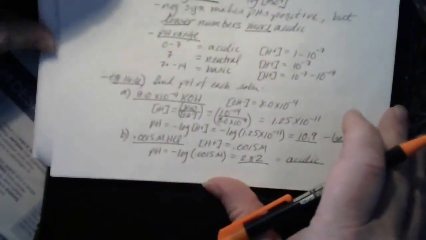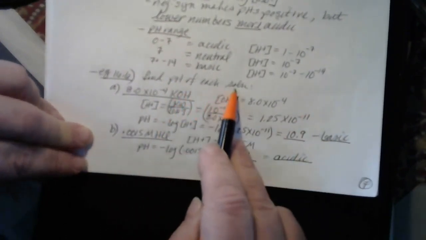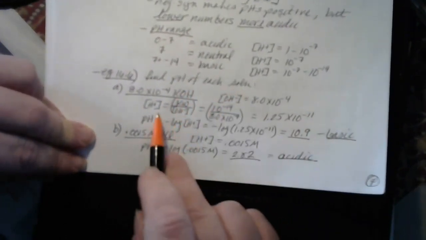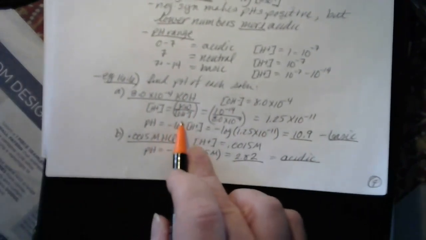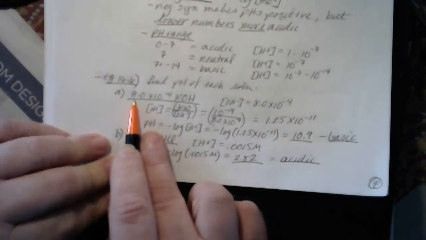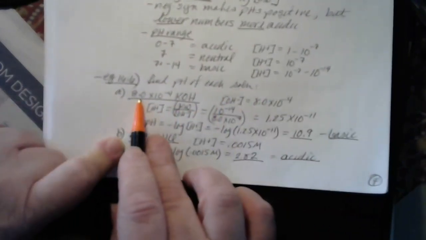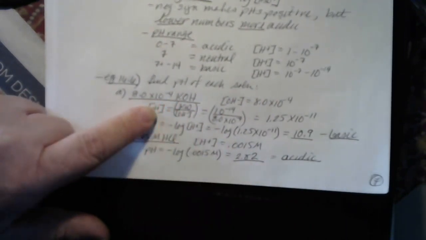Okay, and then where we left off in the first part was an example where we are going to try to find the pH of each solution given the H plus concentration, or H3O plus concentration, or OH minus concentration, as the case may be. So in this case, all the book told us was that we had an 8.0 times 10 to the minus 4 molar solution of KOH.